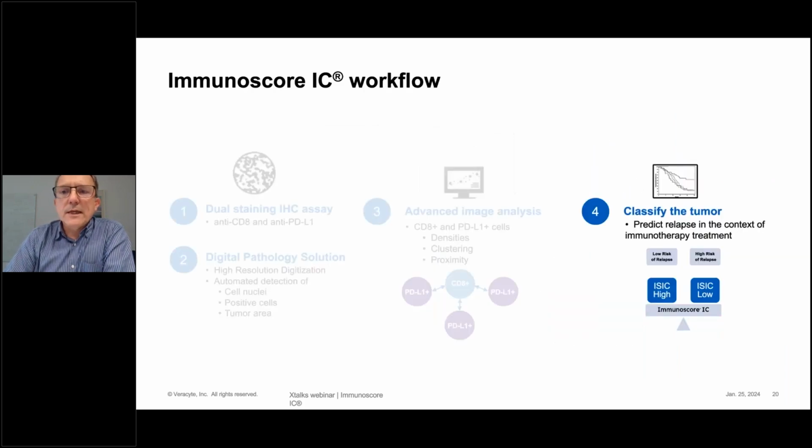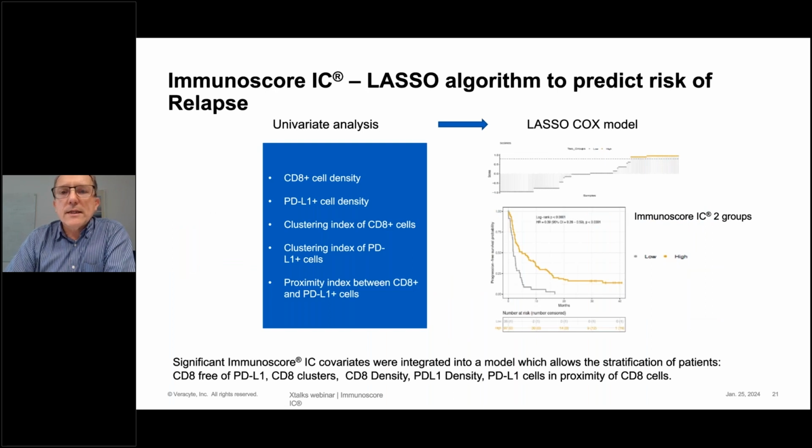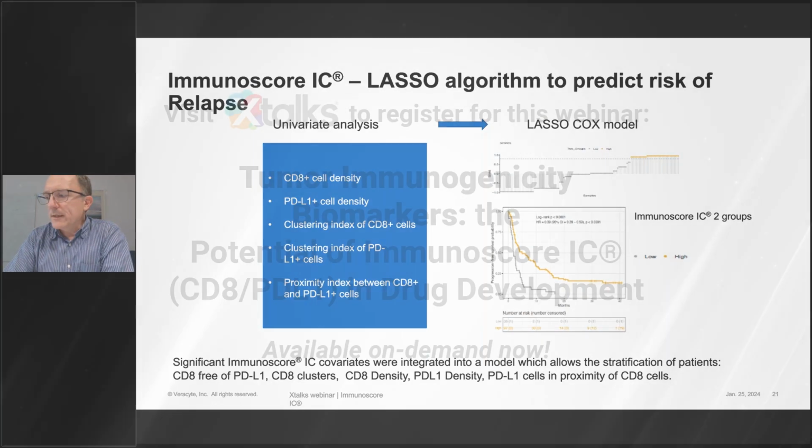And concerning the classification of the tumor, the idea is that we can get plenty of parameters or variables out of the image analysis, among which the cell density of CD8 positive cells, PDL1 positive cells, the clustering of each of those populations, and also, of course, the proximity between them. All those variables, after univariate analysis, were included into a Lasso-Cox model that proved to be very helpful for the prediction of the response to immunotherapy, and Jérôme will cover it in a moment.